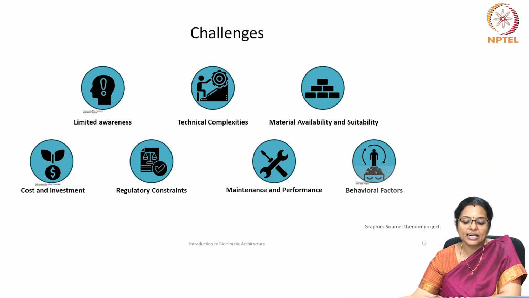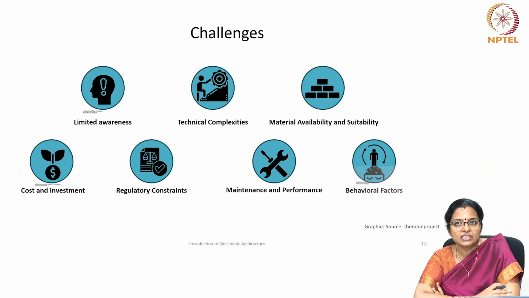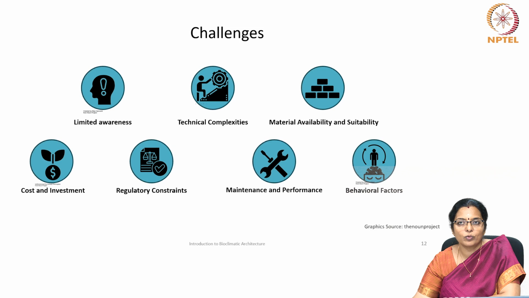The fourth is the technical complexities. Now, bioclimatic architecture involves complex considerations such as climate analysis, passive design strategies, and integration of renewable energy systems. Designers and architects may face technical challenges in optimizing these strategies for different climate zones and building types. The fifth is maintenance and performance monitoring. Bioclimatic buildings require regular maintenance and performance monitoring to ensure that passive and active systems continue to operate effectively. Lack of proper maintenance can lead to decreased performance and energy efficiency over time.